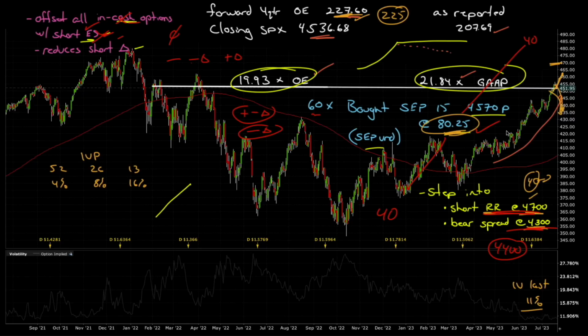So a logical question at this point: why not just cancel the short position altogether? I mean, if you've reduced your delta that much, why not just cancel it and go long? That would be me responding to price instead of responding to the fundamentals.